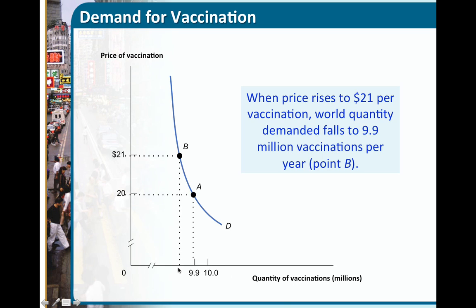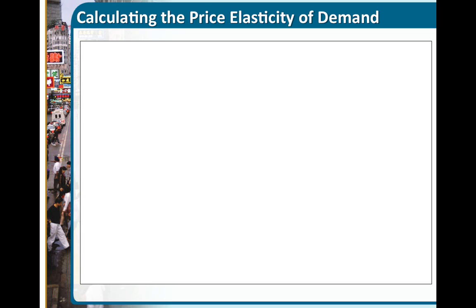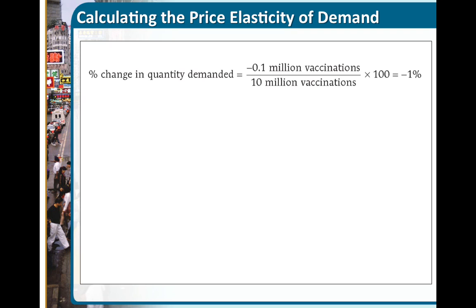So from point A to point B, what has happened? We're going to calculate our price elasticity. So the percent change in quantity demanded, we had a change of negative 0.1 million vaccinations, that's 100,000, divided by 10 million. That was the total number in the first part. So that's minus 1%. So that's a 1% drop in vaccinations when the price rises. The price change was $1 when the original price was $20. So that's a 5% price increase.